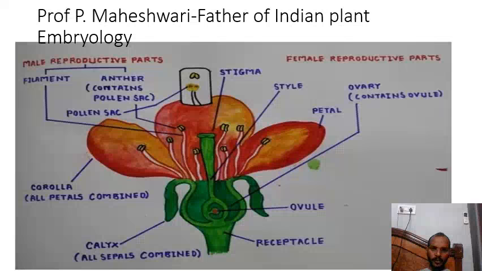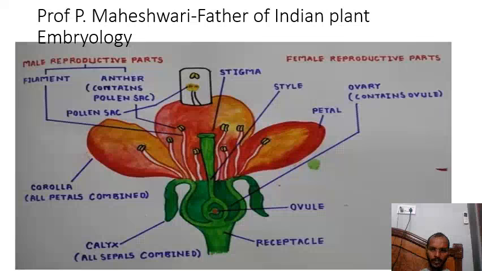So, sexual reproduction in flowering plants means what is flowers? What are flowering plants? All angiosperms are known as flowering plants. They produce flowers. Whatever plants produce flowers are known as flowering plants. So, the flower is very important for reproduction, so we'll discuss it.